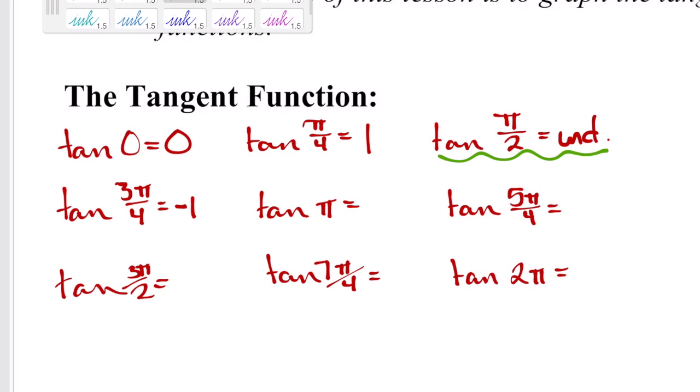At pi, I have 0. 5 pi over 4, that's in the third quadrant, so tangent's going to be a +1. 3 pi over 2, I have another undefined. 7 pi over 4, I have -1. And at tangent of 2 pi, I have another 0. So when it comes to the undefined, anytime we're dividing by 0, this creates an asymptote.